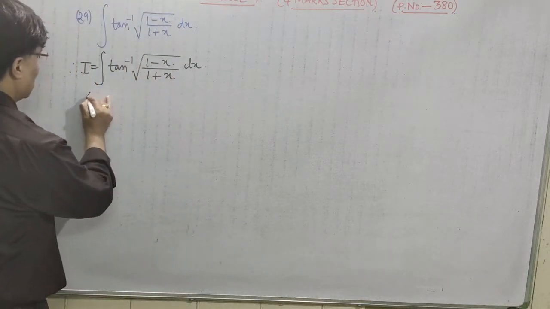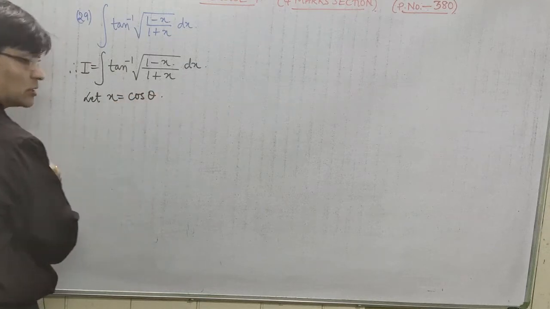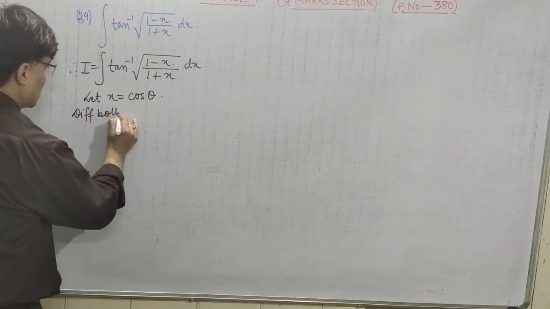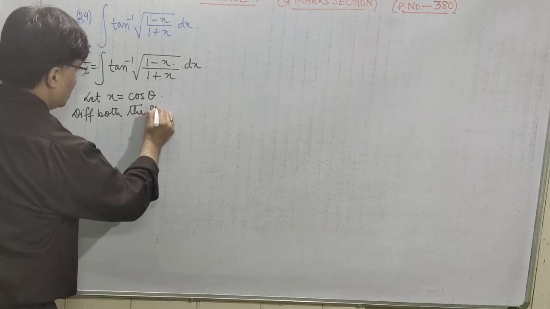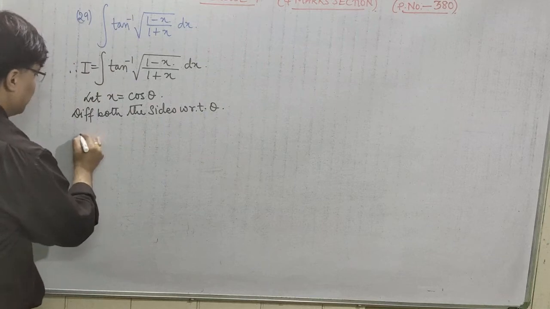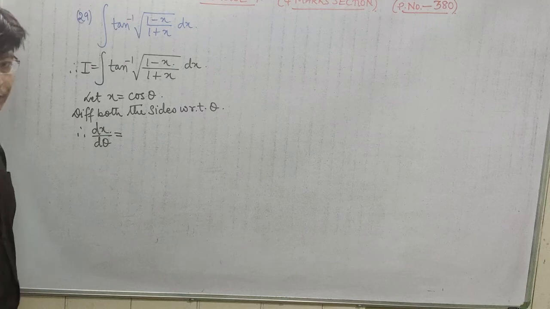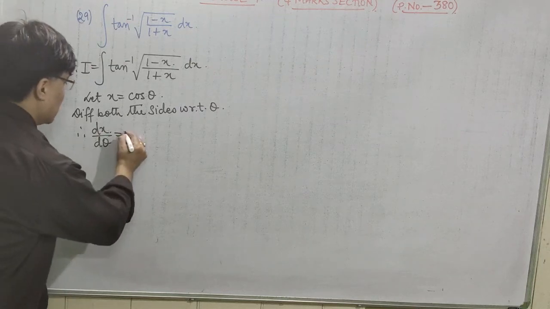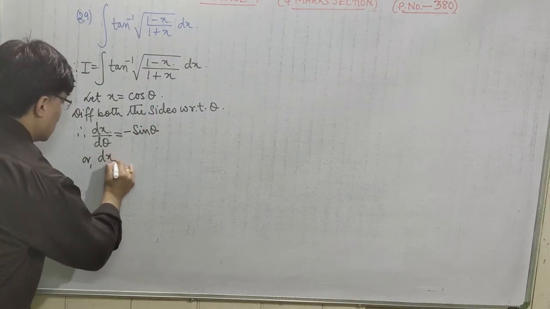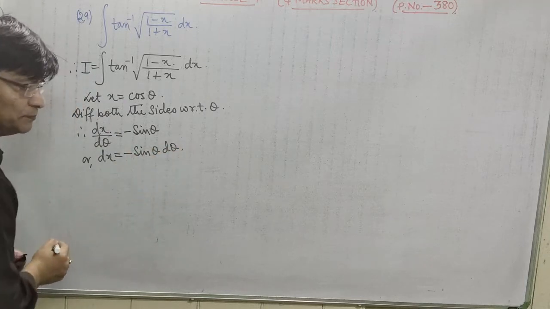So let us put, let x is equal to what? It is cos theta. So let us differentiate it, differentiating both the sides with respect to theta. Therefore dx by d theta is equal to, what is the differentiation of cos theta? It is minus sin theta, right? Now let us do cross multiplication. So dx is equal to minus sin theta d theta.